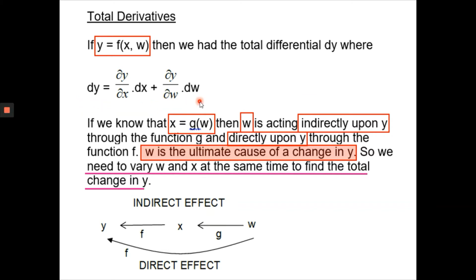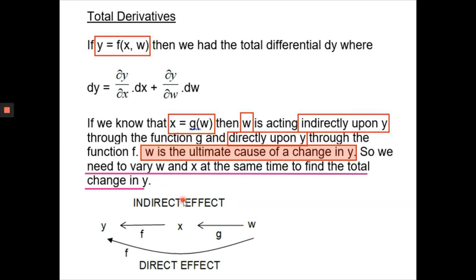All right. And if we know that x is a function of w, then that means that w is acting indirectly upon y through the function g and directly upon y through the function f. So in other words, w is the ultimate cause of a change in y. So we need to vary w and x at the same time to find the total change in y.